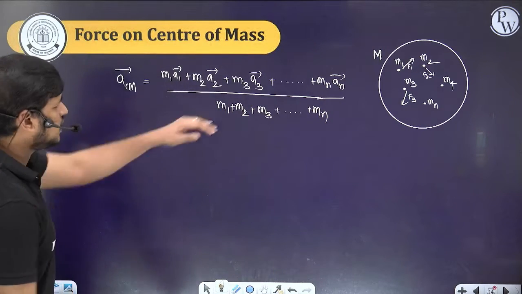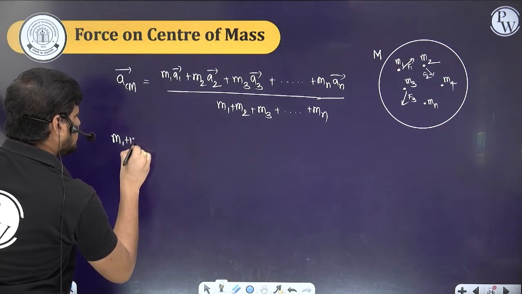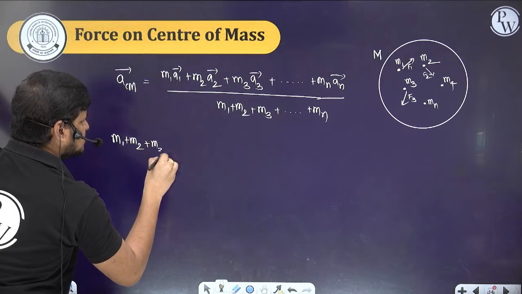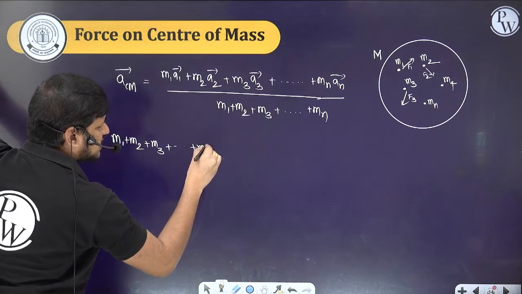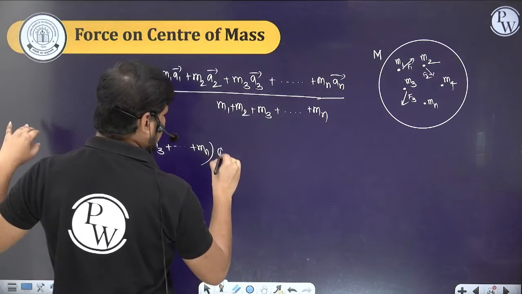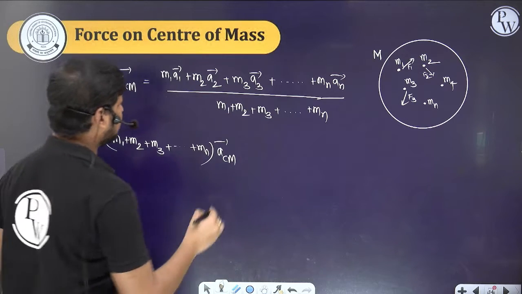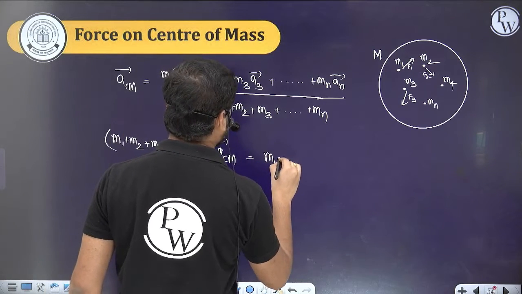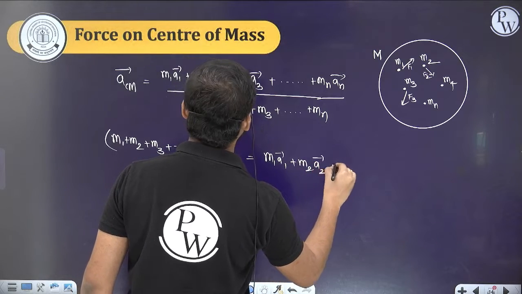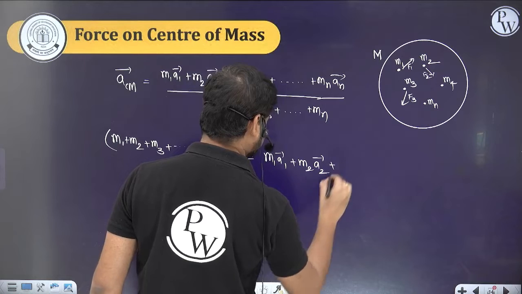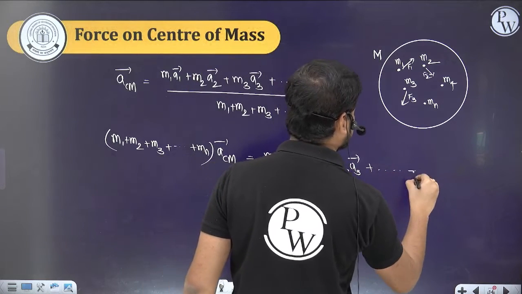So now let's bring this part to this side. M1 plus M2 plus M3, till MN, just try to understand the concept. Till MN into ACM. I just brought this part to this side, which equals M1 A1 plus M2 A2 plus M3 A3, till MN AN.